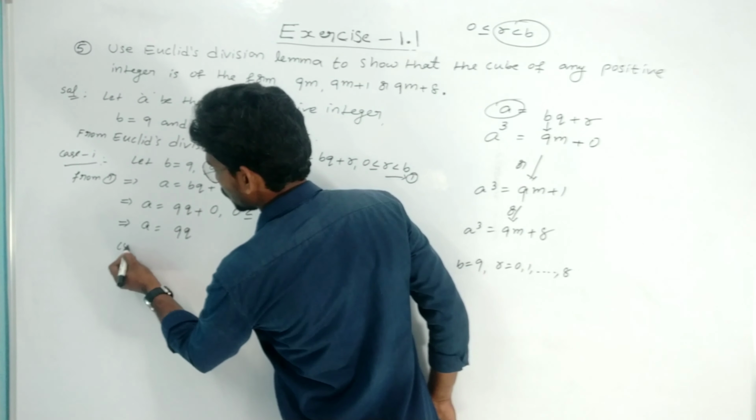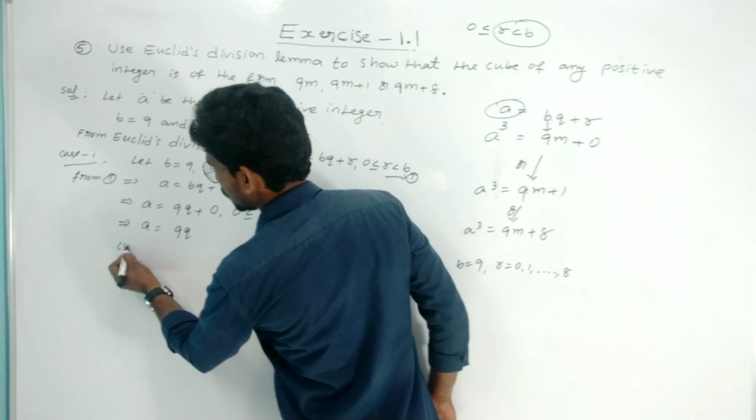Now converting (9q plus 1) whole cube into the form of (a plus b) whole cube. That is, a means 9q, b means 1. So a cube is (9q) whole cube, plus 3a square b, that is 3 into (9q) whole square, b means 1, plus 3 into a means 9q, b square means 1, plus b cube means 1 cube. So that is the formula.